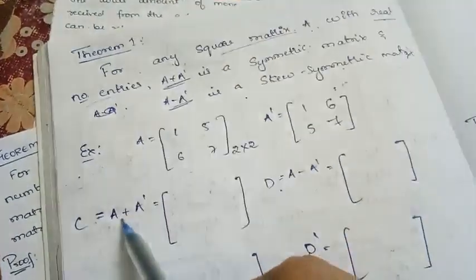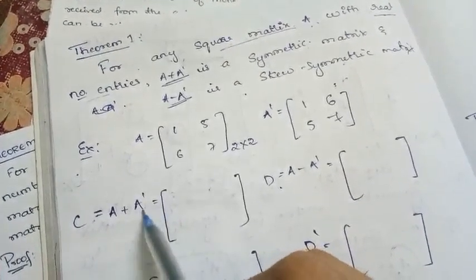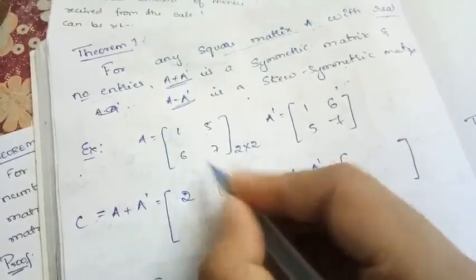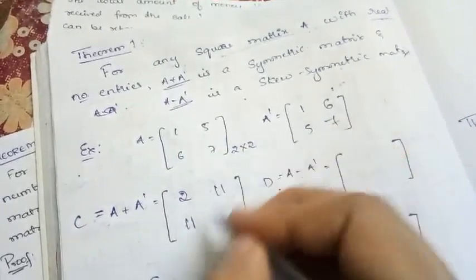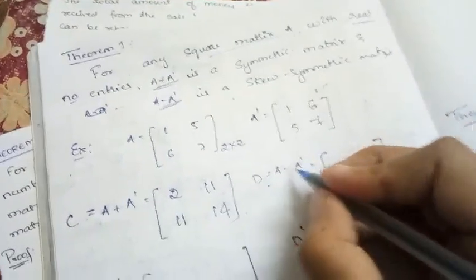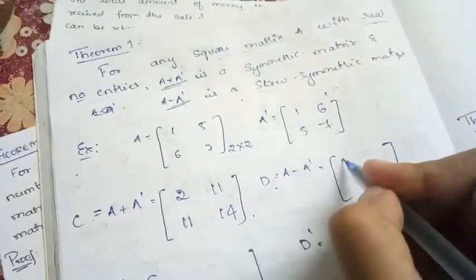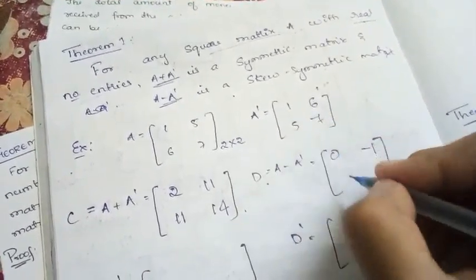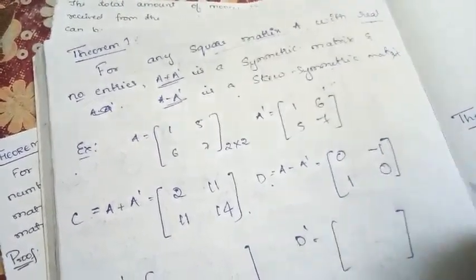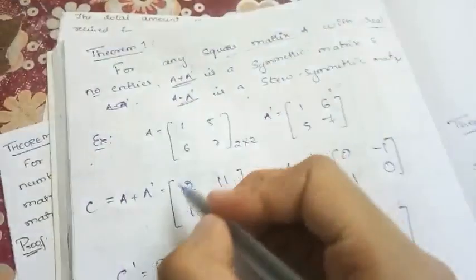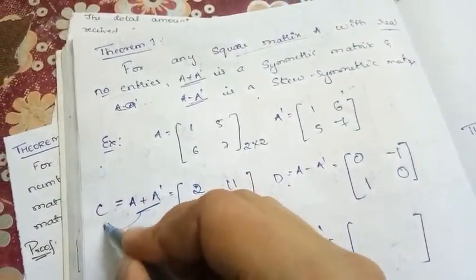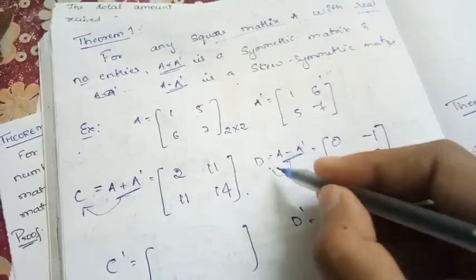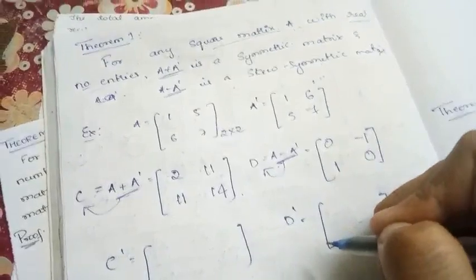Okay, now first let us find what is A plus A prime. 1 plus 1, it is 2. 5 plus 6, 11. 6 plus 5, it is 11. 7 plus 7, it is 14. What about A minus A prime? 1 minus 1, it is 0. 5 minus 6, it is minus 1. 6 minus 5, it is 1. 7 minus 7, it is 0. Okay, I will call this A plus A prime matrix C and A minus A transpose matrix D.